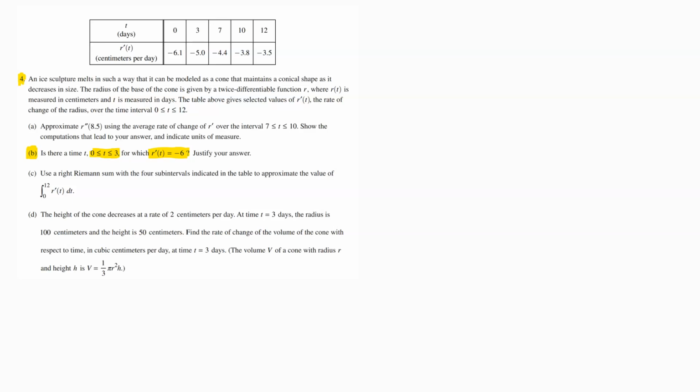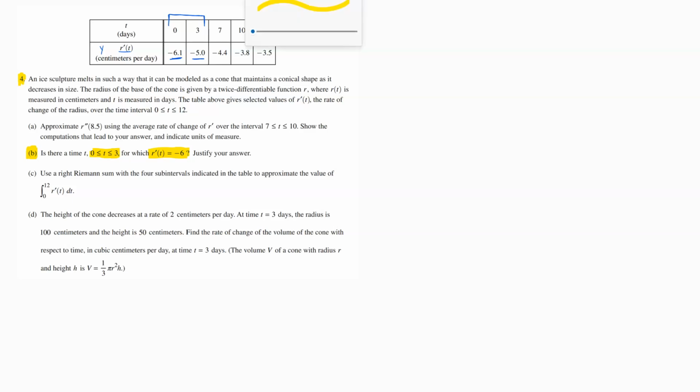As we look up top here, when they start talking about derivatives, it's a little weird, but just remind yourself that the derivative is really behaving like normally y values would, and that we're talking about the gap between 0 and 3. So only in this gap right here. What you'll notice is that -6 does live between these two r prime of t values here. But do we have enough information to justify our answer?